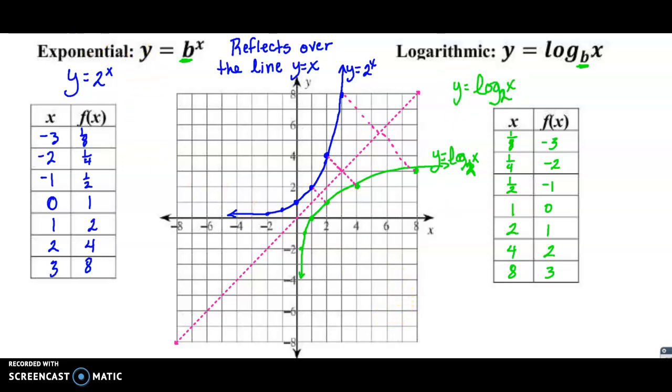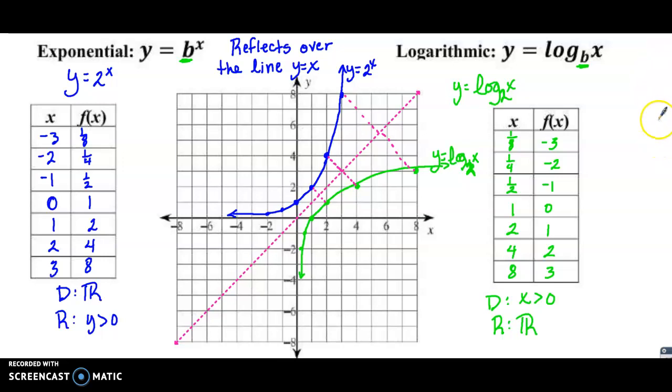Now, one thing I also want you to notice: remember before, our domain was all real numbers and our range was always y is greater than 0. Over here, what happens when we reflect is that now I have a vertical asymptote. It's the y-axis. So now all real numbers becomes part of my range, and my domain becomes only the x values greater than 0. So those switched as well. So basically everything switches, okay?